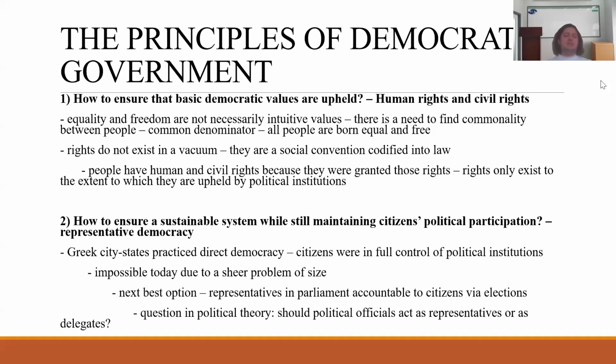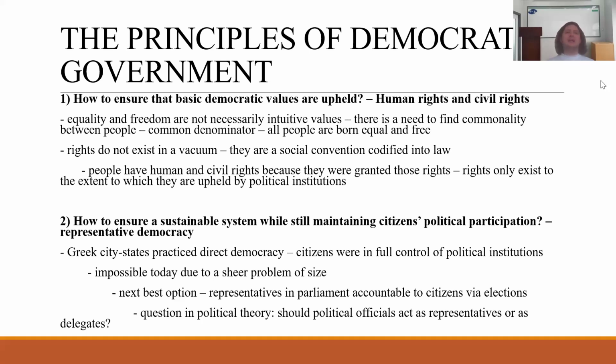The reason why that's impossible today is because of a sheer problem of size. Even in small countries like Croatia, there's almost 4 million people. We cannot all gather around a campfire, hold hands, and sing Kumbaya. So there needs to be a way for people to control government without having to directly participate in government. The next best option is representative democracy.